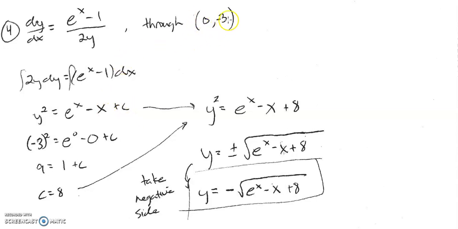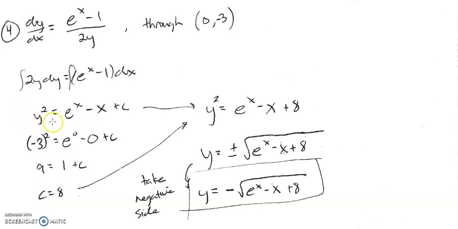From here, I use these values. I get negative 3 squared, right? Squares out to give me a positive 9. E to the 0, that's 1. Most anything to the 0 is 1. Minus x, that becomes 0. So I get 9 equals 1 plus c. Subtract 1, c equals 8.